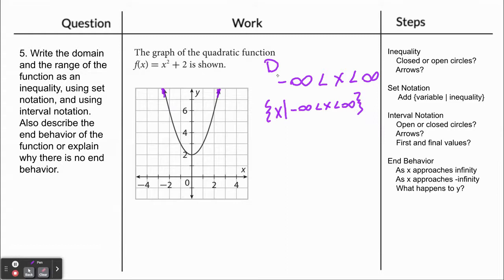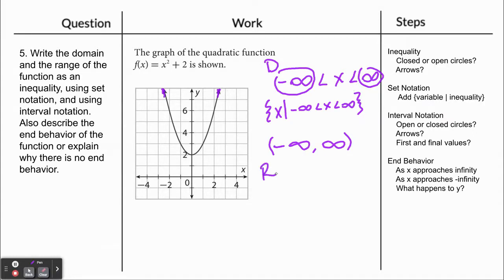Interval notation, we're just looking at the end points in our inequality. So we're going to say negative infinity and positive infinity, and we're going to close that off with parentheses because, again, we're not saying x is ever going to equal negative infinity and it's never going to equal positive infinity.